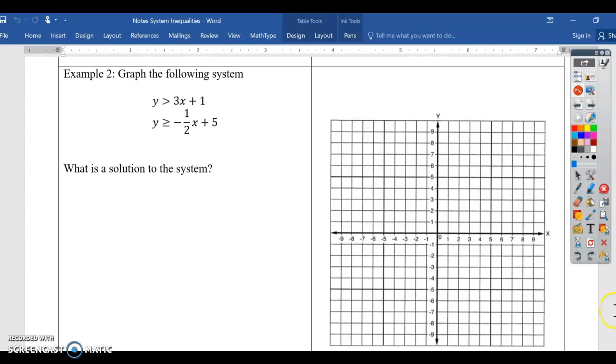So let's go ahead and do this one more time just so we're both on the same page. First, remember, we have to find our y-intercept. And my y-intercept in this case, the first one, is a positive 1.